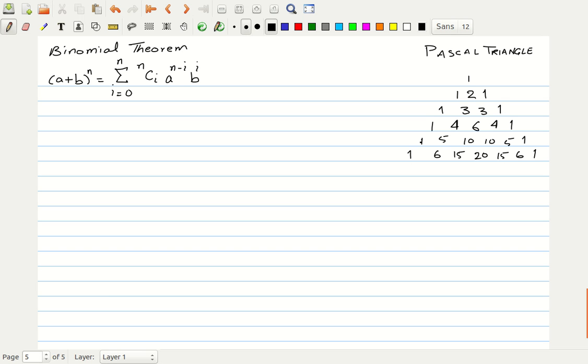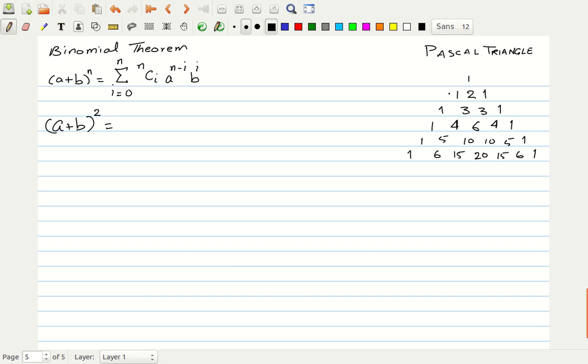For the fifth row, you have 1, then you add 1 plus 4, 5, 4 plus 6, 10, 6 plus 4, 10, 4 plus 1, 5, and 1, and so on. And you can continue building this Pascal triangle. So how is this helpful? For example, I want to find a plus b square. All I do is I refer to the second row of this Pascal triangle, because over here the power is 2.